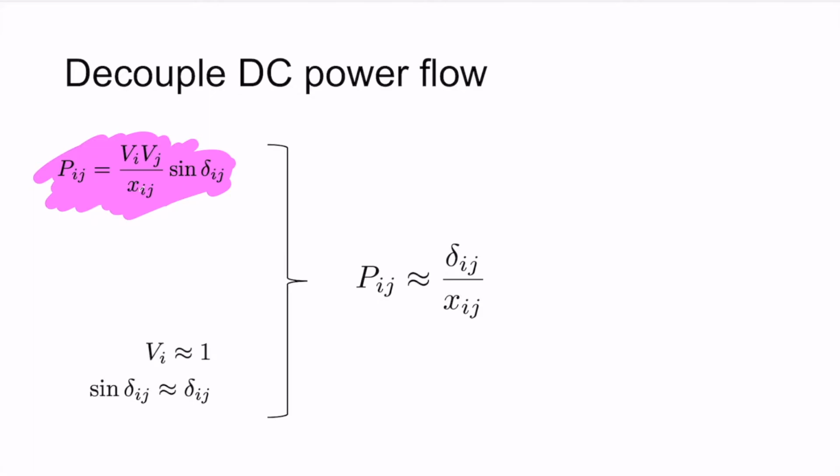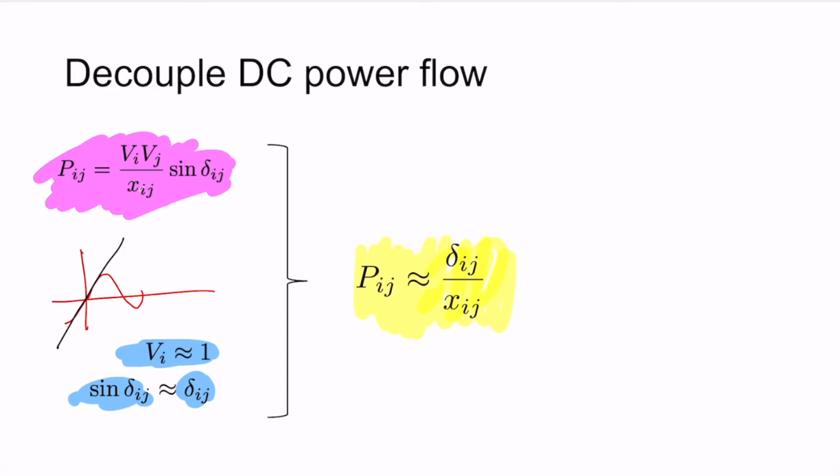Another simplification for this DC approach is, well, let's consider that we have voltage very close to 1. This can be assumed because voltages are transformed to per unit and they will be very close to 1. And the second approach will be, well, let's consider that sine of delta ij is approximated by the first order approach of the Taylor series of the sine. To remember, sine is something like this, and the first order approach is something like this. And this expression is fully linear.